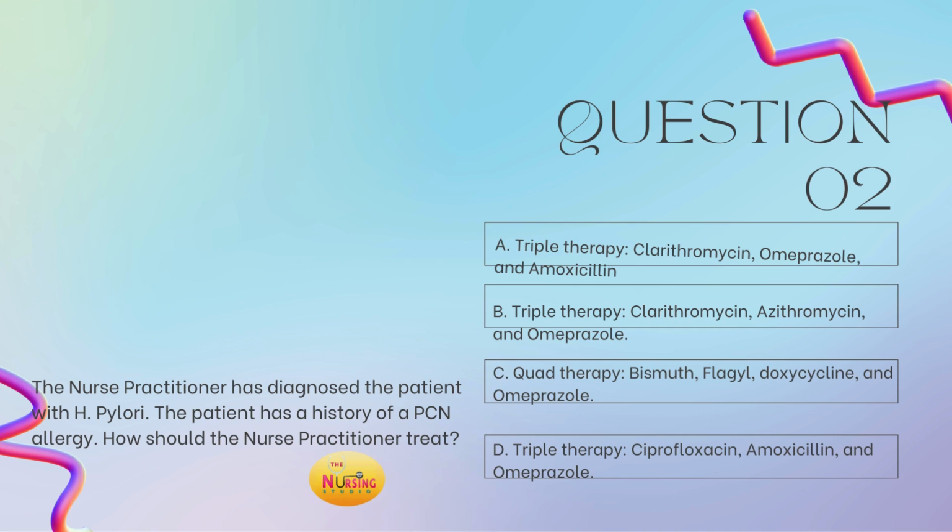We know there's triple therapy and there's quad therapy, right? So do we go with A, the triple therapy of clarithromycin, omeprazole, and amoxicillin? Well, we know we won't take that route because amoxicillin is a penicillin and the patient has a penicillin allergy, right? So you could take A out. B was triple therapy of clarithromycin, azithromycin, and omeprazole. No, you can take that one out as well because that's not the triple therapy.